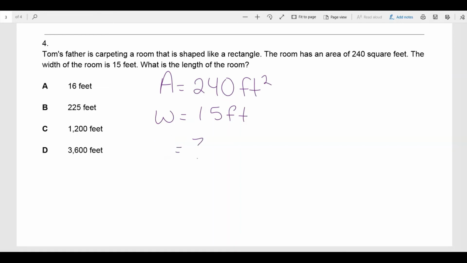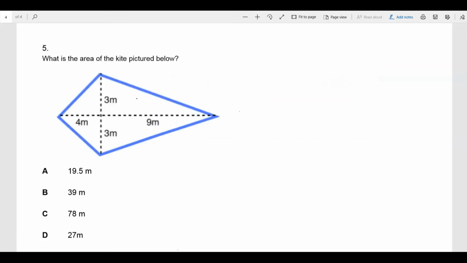And you would just need to remember that area is length times width. And you will need to go backwards and figure that out. So plug in what you know into the formula. Number 5 is a little bit unusual. It is a kite.